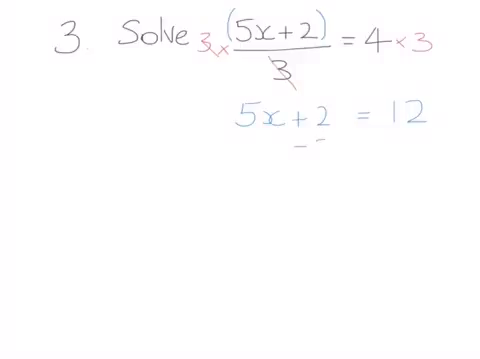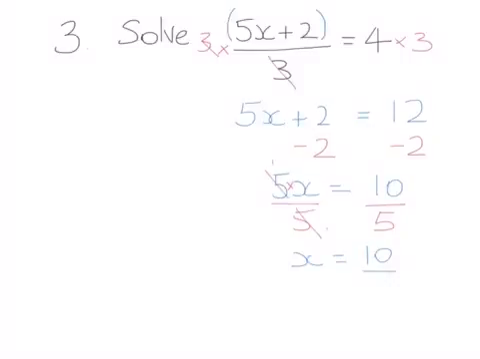We need to get rid of the plus 2 by minusing 2 from both sides. So we're left with 5x equals 10. That's really 5 times x, divide both sides by 5, the 5's cancel, and we're left with x equals 10 on 5, but we know that 10 divided by 5 is 2.